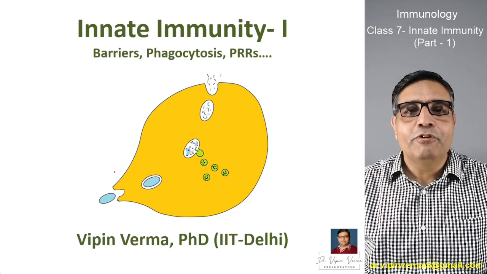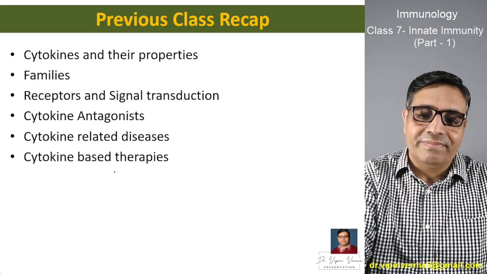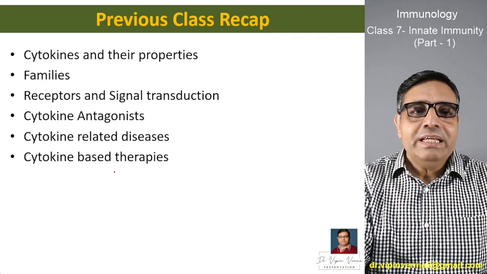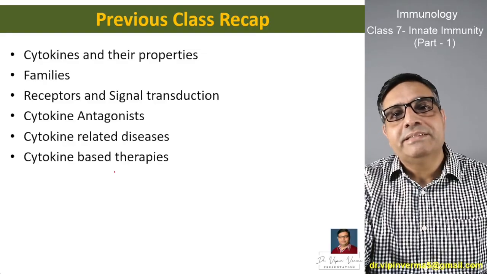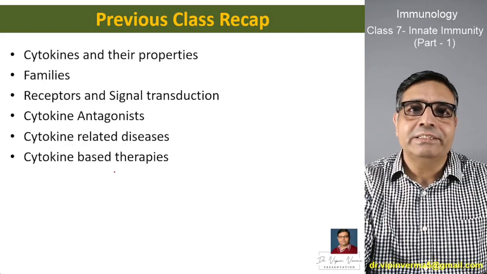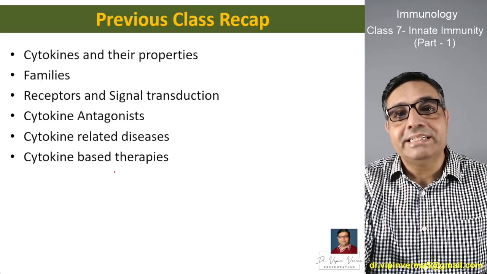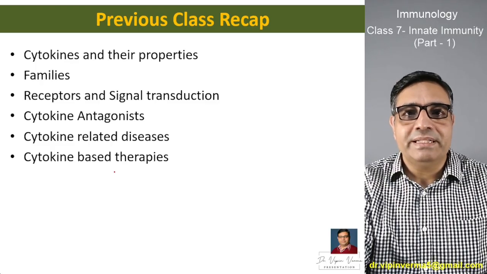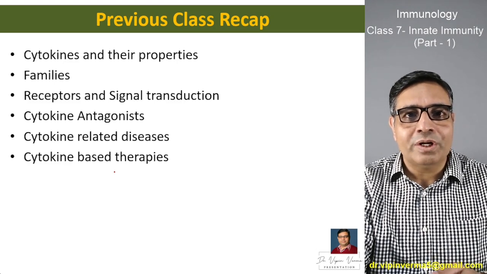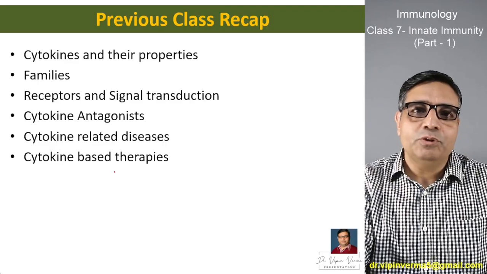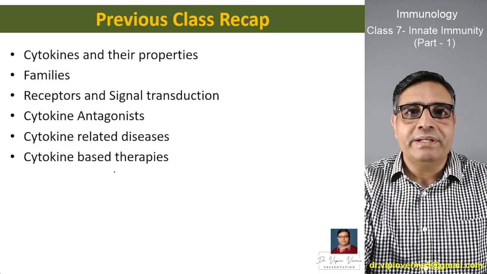So as usual, before starting this class, let us see what we have learned in our previous class. We discussed cytokines and their properties in the last class. We also discussed the families. We discussed the receptors and signal transduction. We discussed the cytokine antagonists. We discussed the cytokine related diseases and cytokine based therapies. I hope you remember all these topics. If not, then you can go back and see the video again. Okay, so let's start with innate immunity.